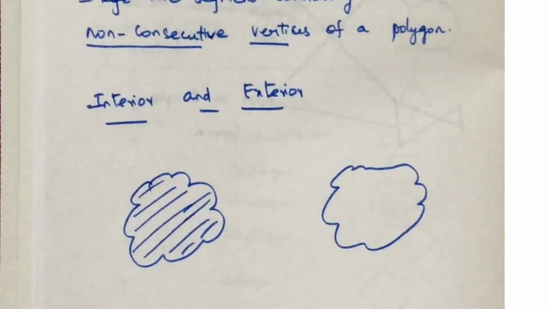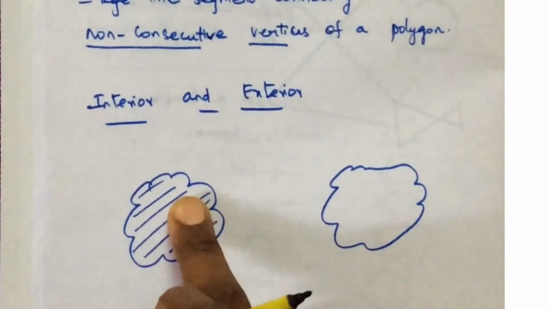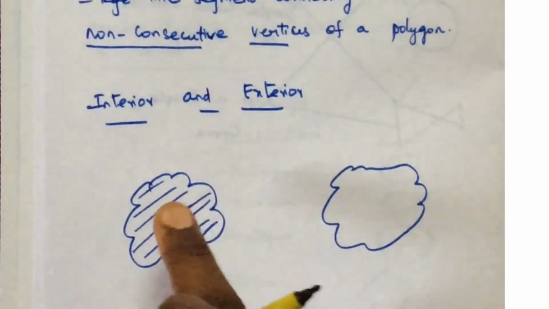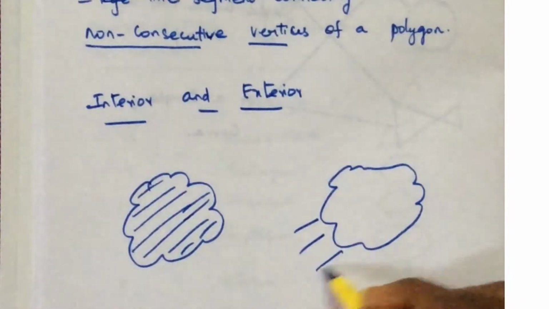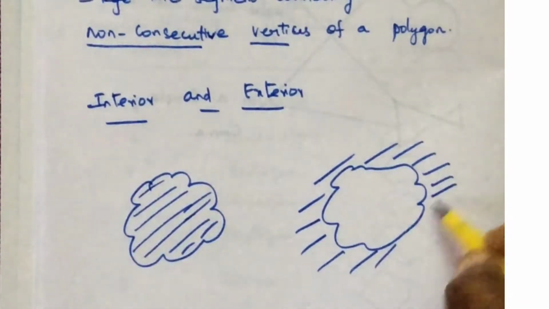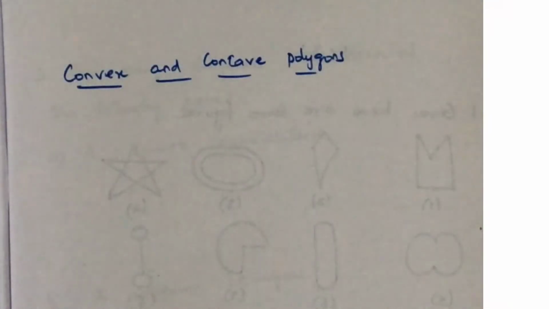Now we will learn what is interior and exterior of a closed curve. Here I have drawn two closed curves. This is a boundary. Whatever is inside that boundary is called interior, and whatever is outside, which is this part, is called exterior of a closed curve. The next is convex and concave polygons.